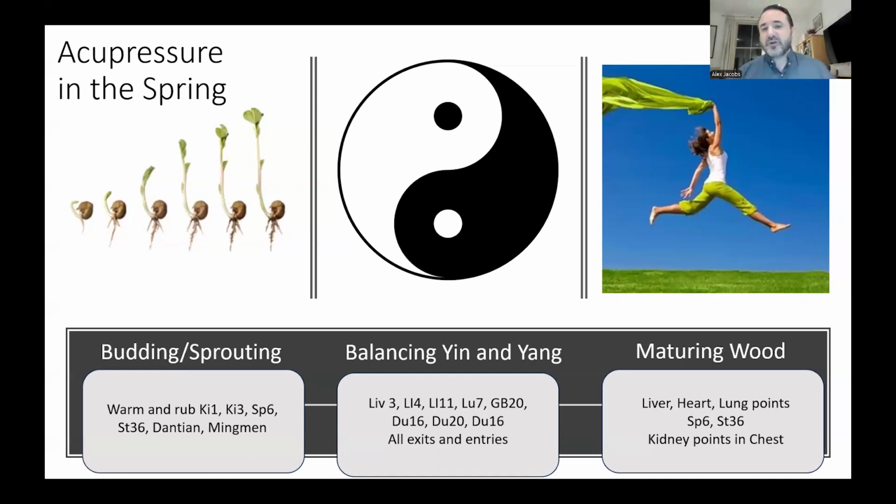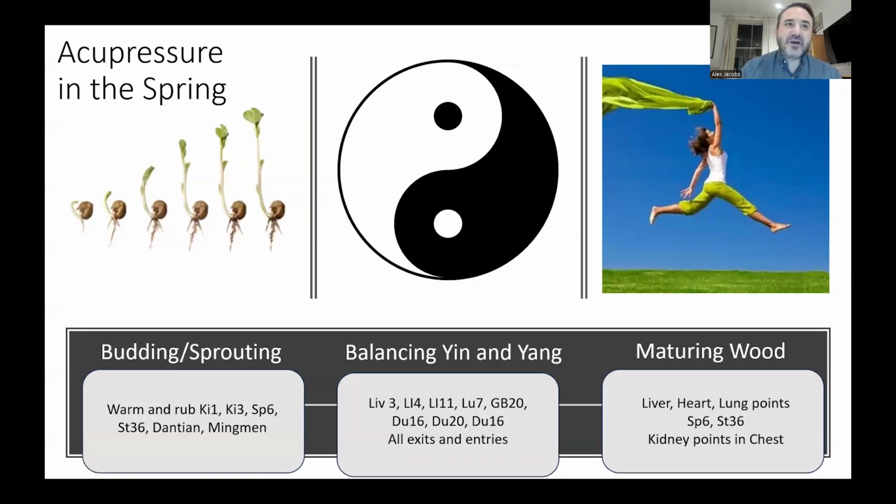So you can do your liver 3 and large intestine. You can do your liver 3 to facilitate the flow of the liver qi. Large intestine 4, large intestine 11, lung 7, gallbladder 20, Du 16 to release the exterior. Do 20 just to regulate all that yang qi going up and down to the head. And then all exits and entries. You can massage all of the Jing well points, because anywhere there's an exit and entry point in the body, it can tend to get stuck during that period of the middle of spring.